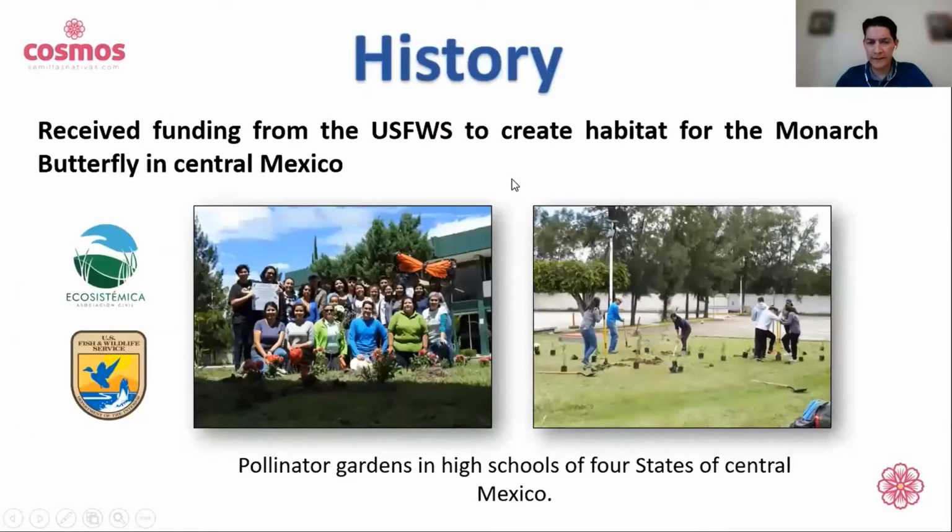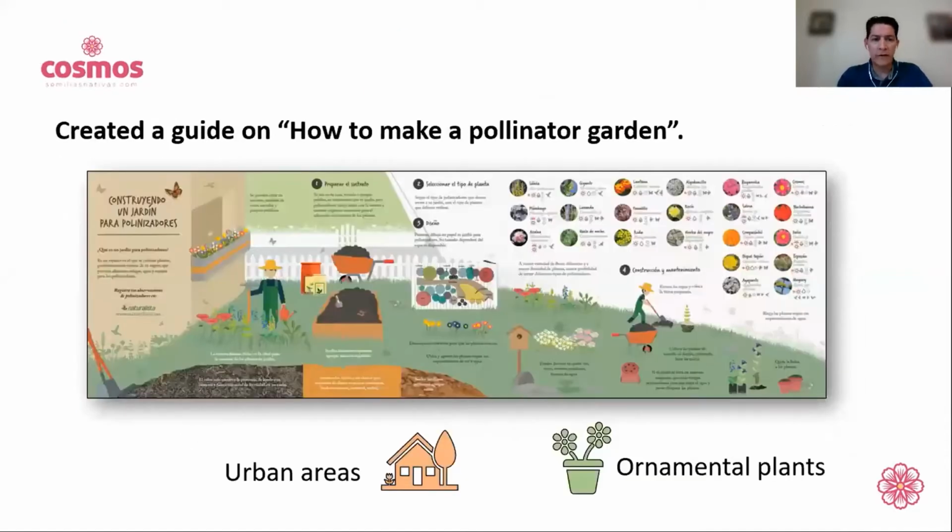A little bit of history of my project. In 2017, while I was working for the association Ecosistemica, we received funding from the US Fish and Wildlife Service to create habitat for the monarch butterfly in central Mexico. We created pollinator gardens in high schools of 4 states. We also made a guide on how to make a pollinator garden.